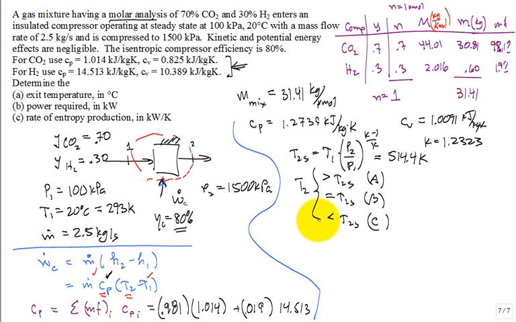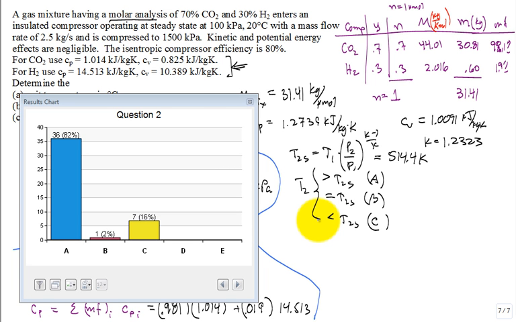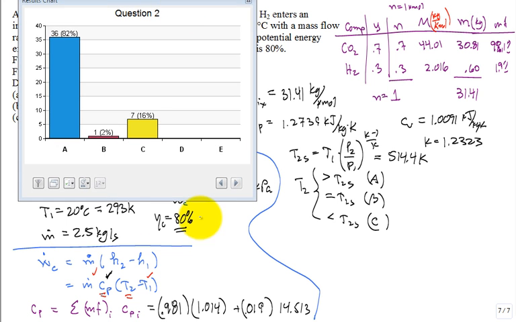Let's go ahead and stop it, and let's take a look at the results. Well, the efficiency is given to be 80%, so it's not going to be the same. If it was 100%, it would be the same. True? If the isentropic efficiency is 100%, it would be the same.